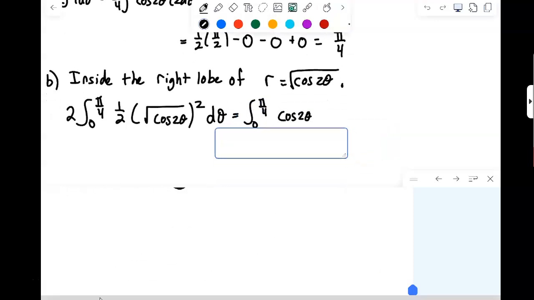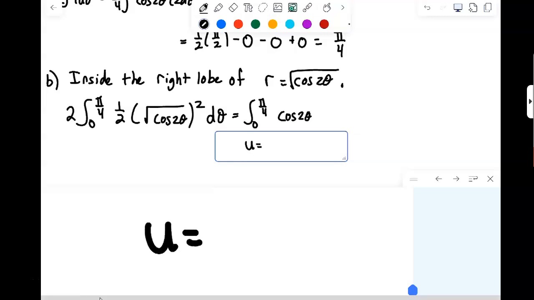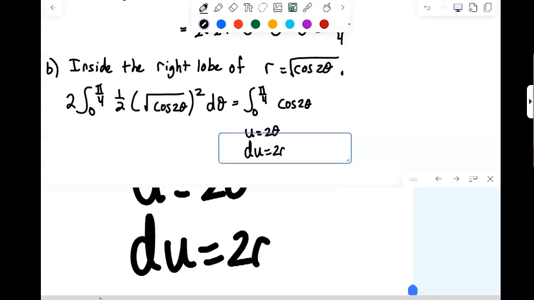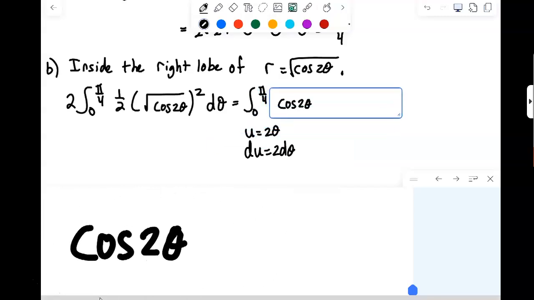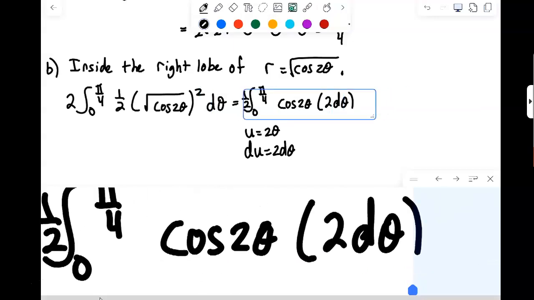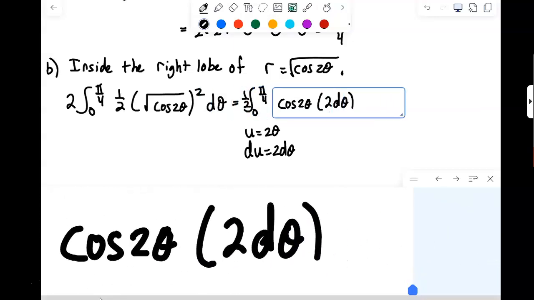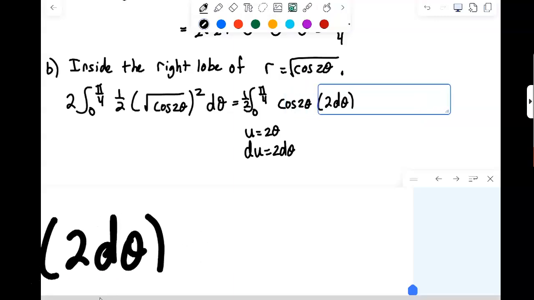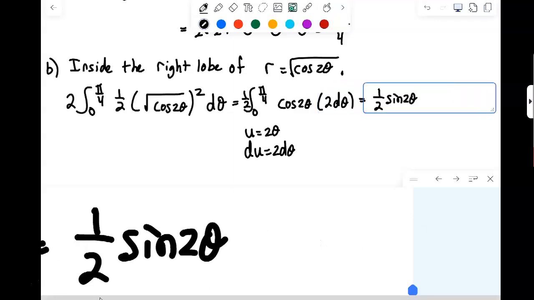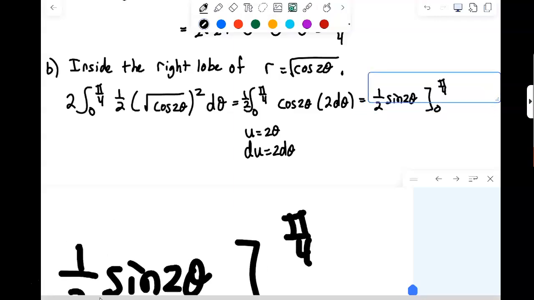But hang on to that d theta for a second, because we would let u be 2 theta. du is going to call for a 2 d theta. So I'm going to need 2 to go with my d theta. So 2 d theta. That means I'm going to need a 1/2 out front. Now everything's set up so my integration will carry straight through. Integral of cosine is sine. So that would be 1/2 sine of 2 theta, evaluated between 0 and pi over 4.